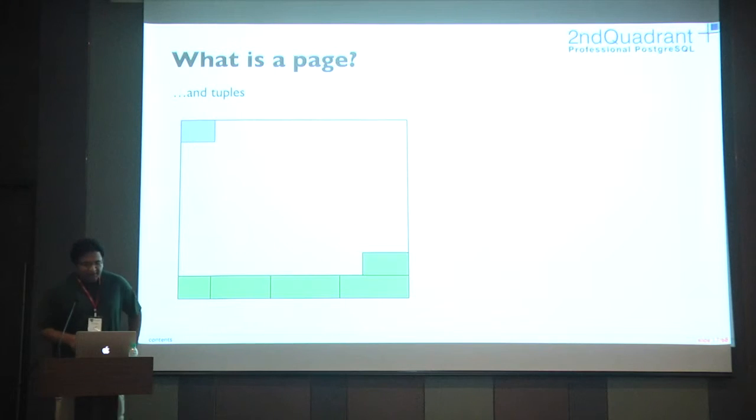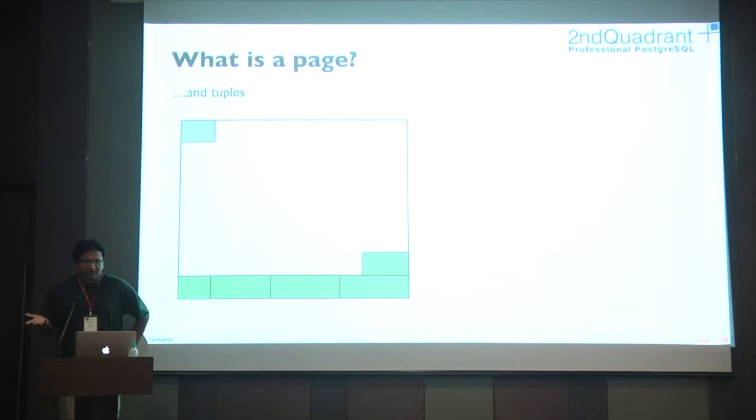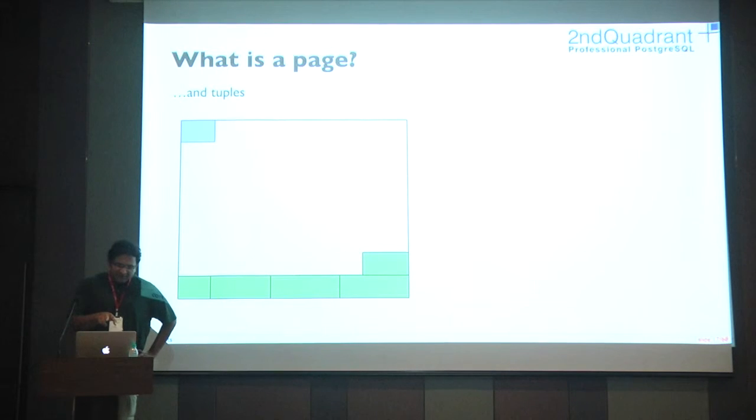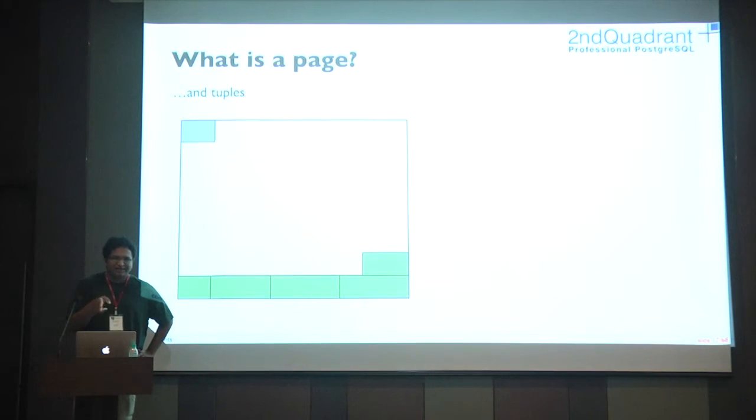Now, in this particular diagram, it looks like the tuples are all the same size, but they don't need to be. It depends, as I said, on what you store in them. So you can have tuples that are really tiny and ones that are bigger for the same table, depending on what data you actually insert into the row. So you need a way to find where each tuple actually is on the page, because you can't assume that they're the same size.